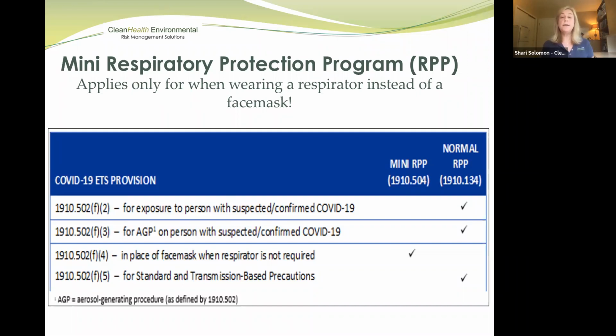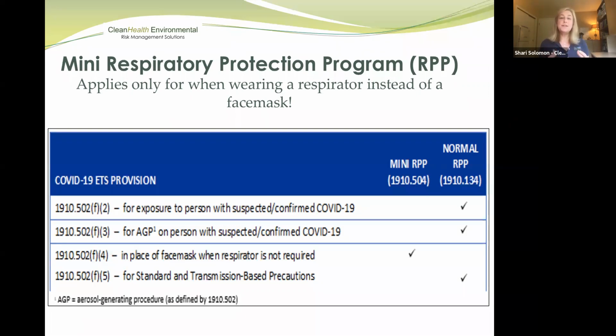So we know that when we work in a healthcare facility, once someone is in a circumstance where there is suspected or confirmed COVID, where there is aerosol generating procedures being conducted, or standard or transmission-based precautions required, the traditional respiratory protection program applies. And I'm going to go over that in just a minute. In the only circumstance where the employee does not need to wear a respirator, they're not mandated because they don't fall under any of these provisions, but they would like to wear a respirator instead of a face mask, then that's where the mini respiratory protection program comes in play.